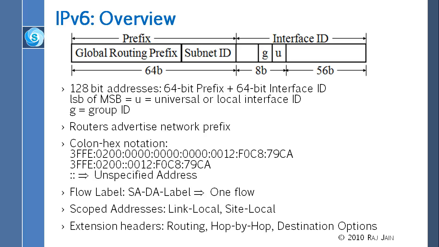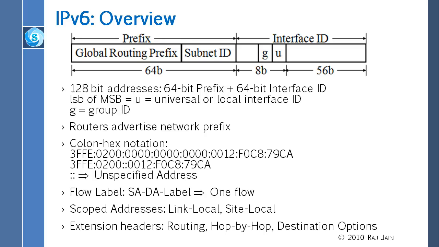Anyway, there are 2 bits in the middle, G and U. G means group ID and U is universal. So this is where a MAC address comes in, if you remember the IEEE 802 addresses. Actually IEEE 802, not any point. IEEE 802 addresses are 48-bit addresses, right? The Ethernet addresses. And the first bit is multicast or unicast, group or non-group. So that's where that bit will go.